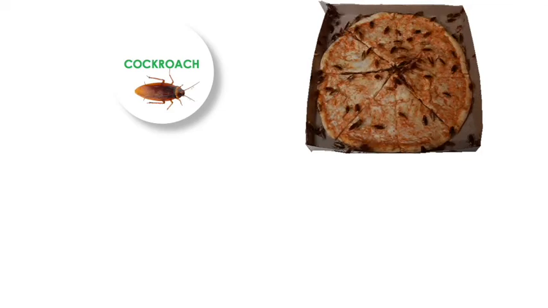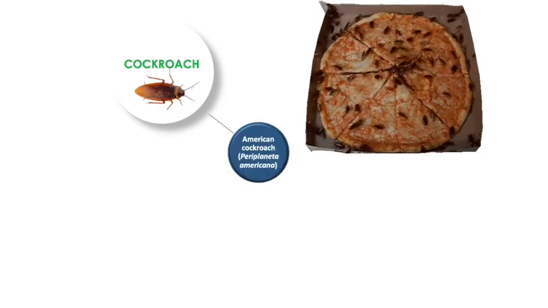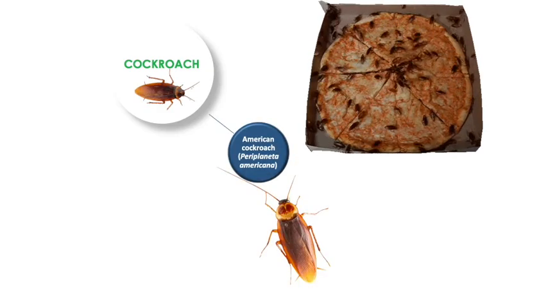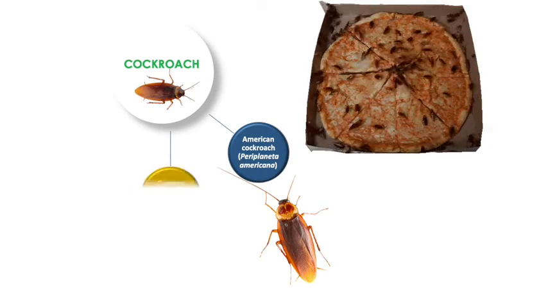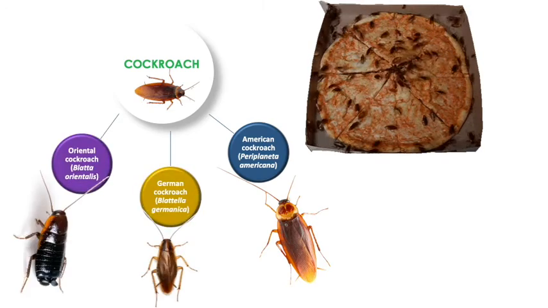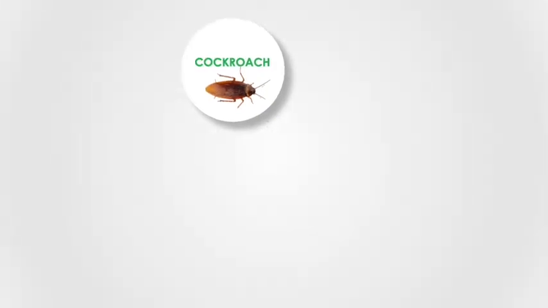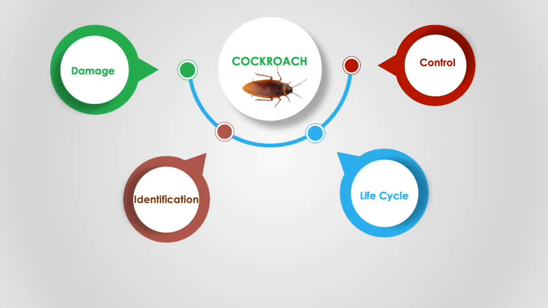From those 3,500 species, some of the most important and notorious species are the American cockroach, German cockroach, and Oriental cockroach. Now we will cover the damage, identification, life cycle, and control of these cockroaches.